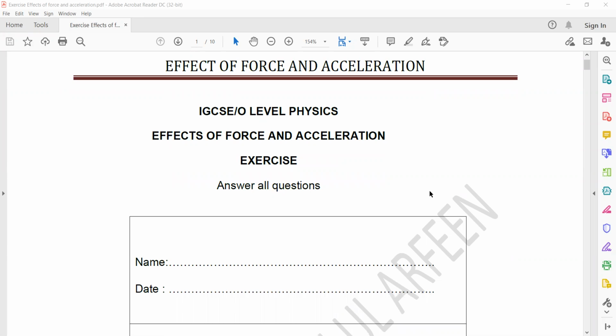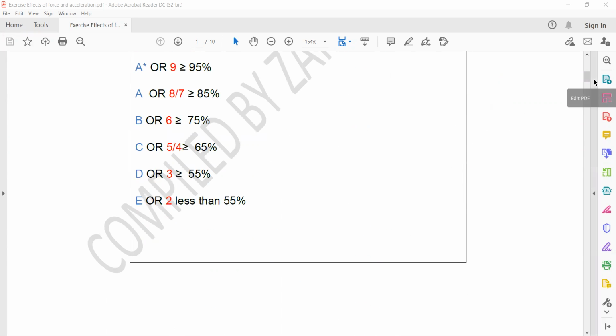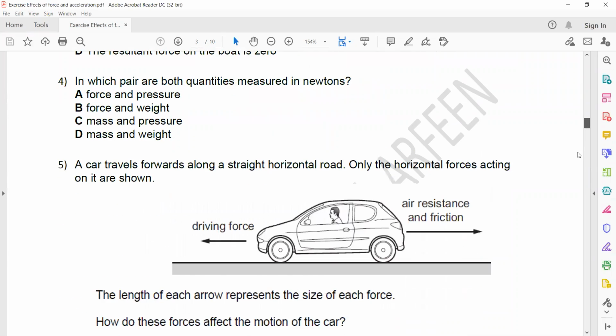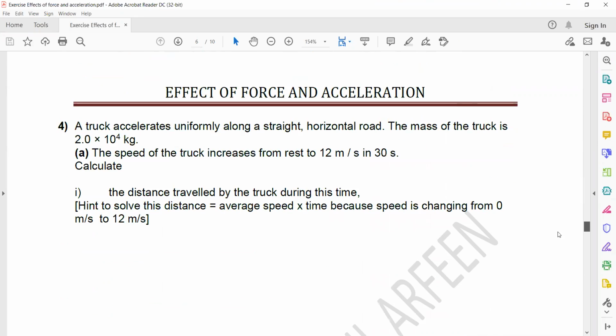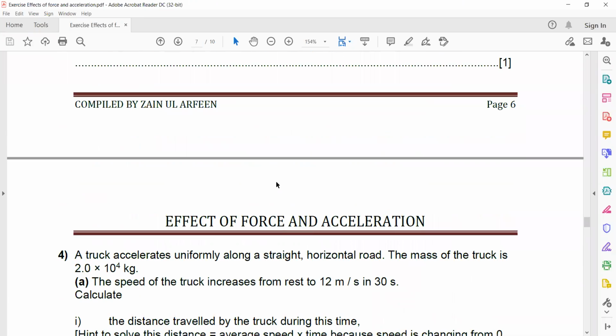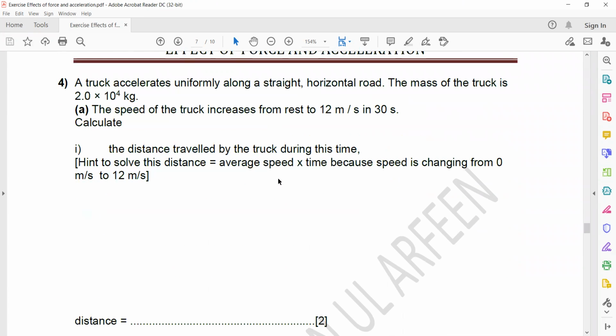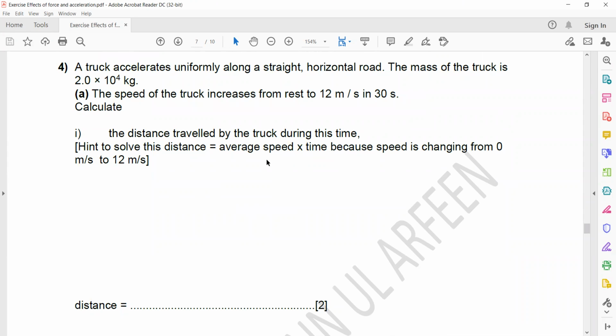The continuation of the topic about the effects of force and acceleration. In the last session we were discussing questions related to the topic. The last was question 3 we discussed, and now is question 4.